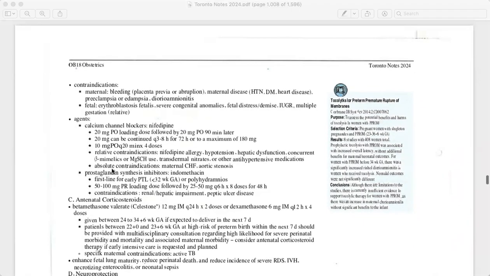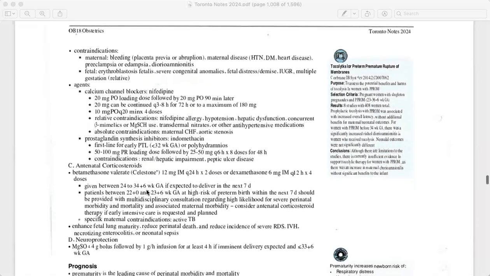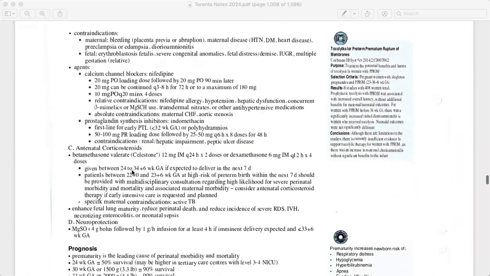Relative contraindication, absolute contraindication is basically CHF, maternal CHF, and aortic stenosis. That's it. Prostaglandin contraindications is hepatic impairment and the peptic ulcer disease. You don't need to know the dosage or when are you going to give and how much you are going to give. Then antenatal corticosteroids, betamethasone you are going to give.